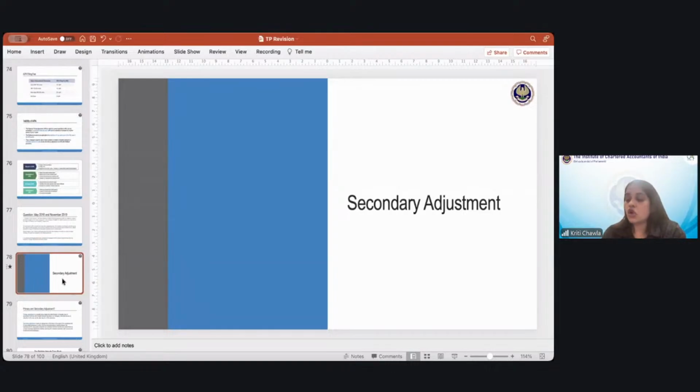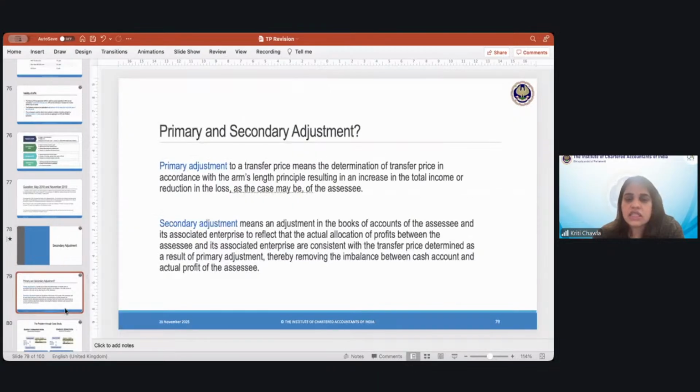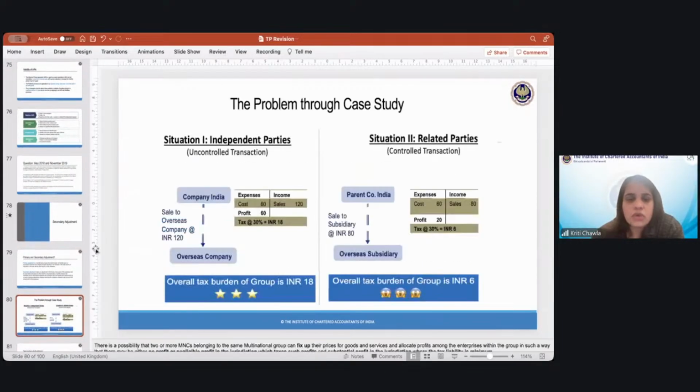Now, the next topic that we have is basically secondary adjustment. There is something called a primary adjustment, and then there is something called a secondary adjustment, in transfer pricing. If you look at the concept of primary adjustment, this is where, as I mentioned before, when it came to related parties, the tax that was being paid was 6 rupees. But out here, between independent parties, the tax that was applicable was 18 rupees. So, what will happen in this kind of situation between related parties? Tax authorities will see that there was a tax avoidance situation.